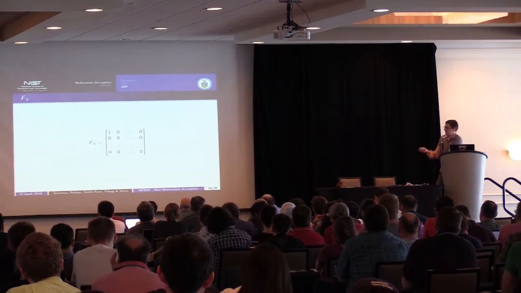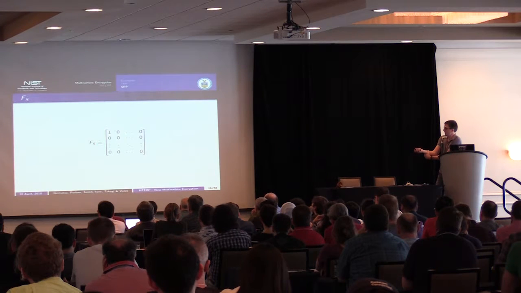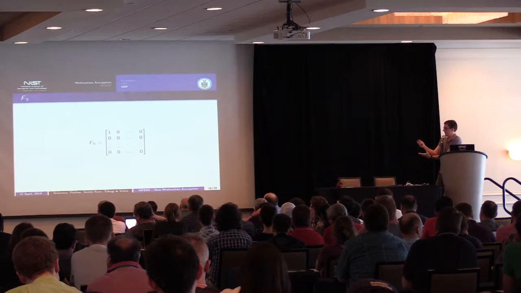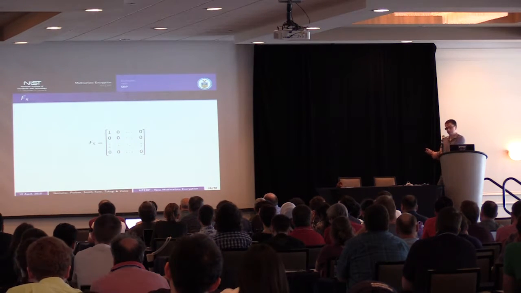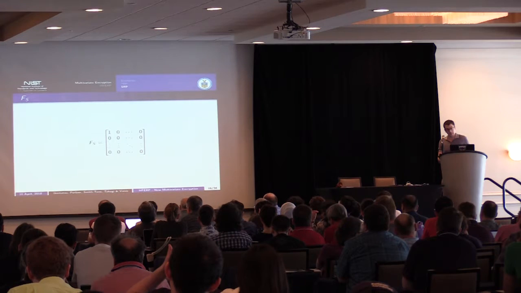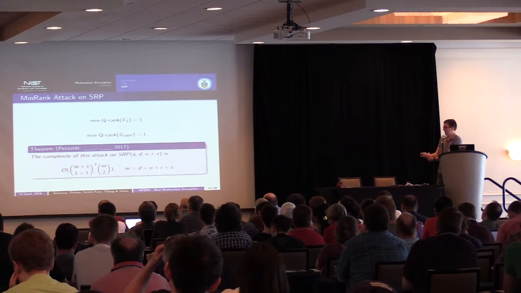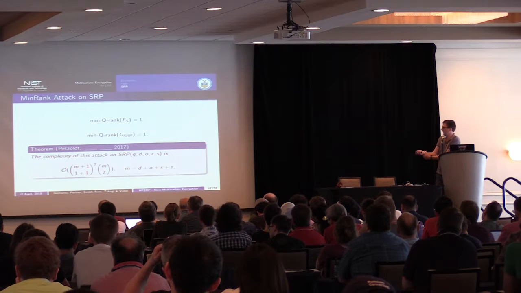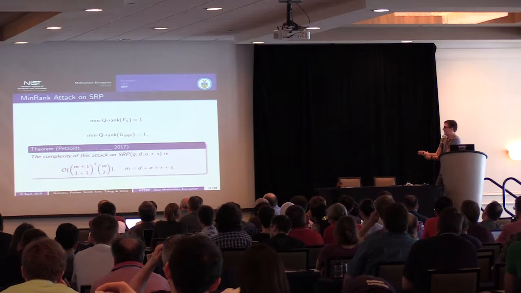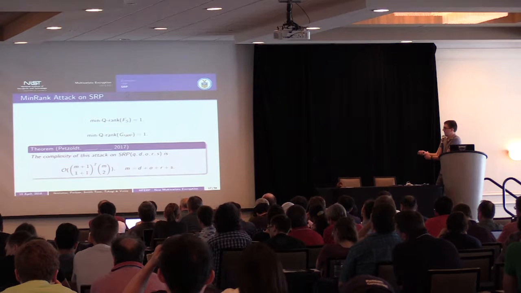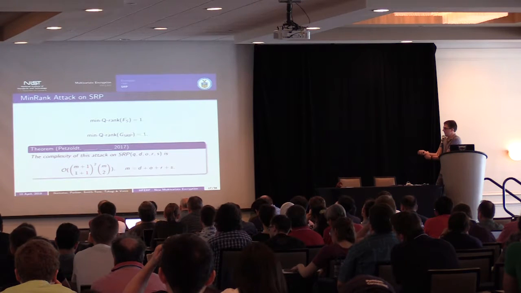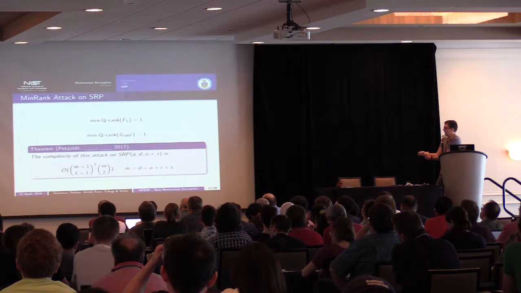If we look at this matrix for the squaring map, it looks like this. It's 1 with a bunch of zeros. So this is going to have a Q rank of 1, which is very, very low. Because of that, we were able to do a rank attack. This was last year at SAC. The public key of SRP still has a min Q rank of 1, and the complexity of this attack is given by this.